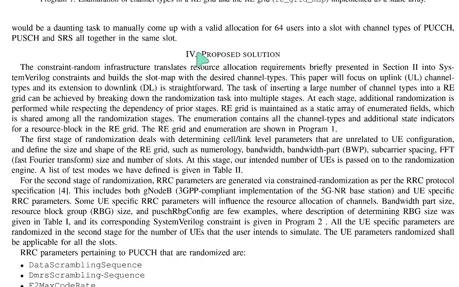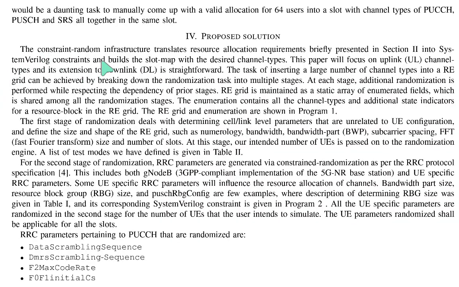Section 4 is the proposed solution. The constraint-random infrastructure translates resource allocation requirements, briefly presented in Section 2, into SystemVerilog constraints and builds the slot map with the desired channel types. This paper will focus on the uplink (UL) channel types, and its extension to the downlink (DL) is straightforward. The task of inserting a large number of channel types into a RE grid can be achieved by breaking down the randomization task into multiple stages.